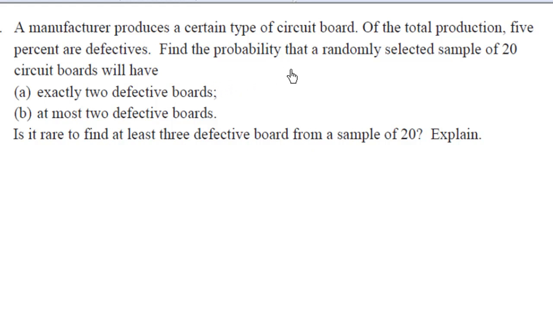Find the probability that a randomly selected sample of 20 circuit boards will have: A. Exactly 2 defective boards. B. At most 2 defective boards. C. Is it rare to find at least 3 defective boards from a sample of 20? Explain.